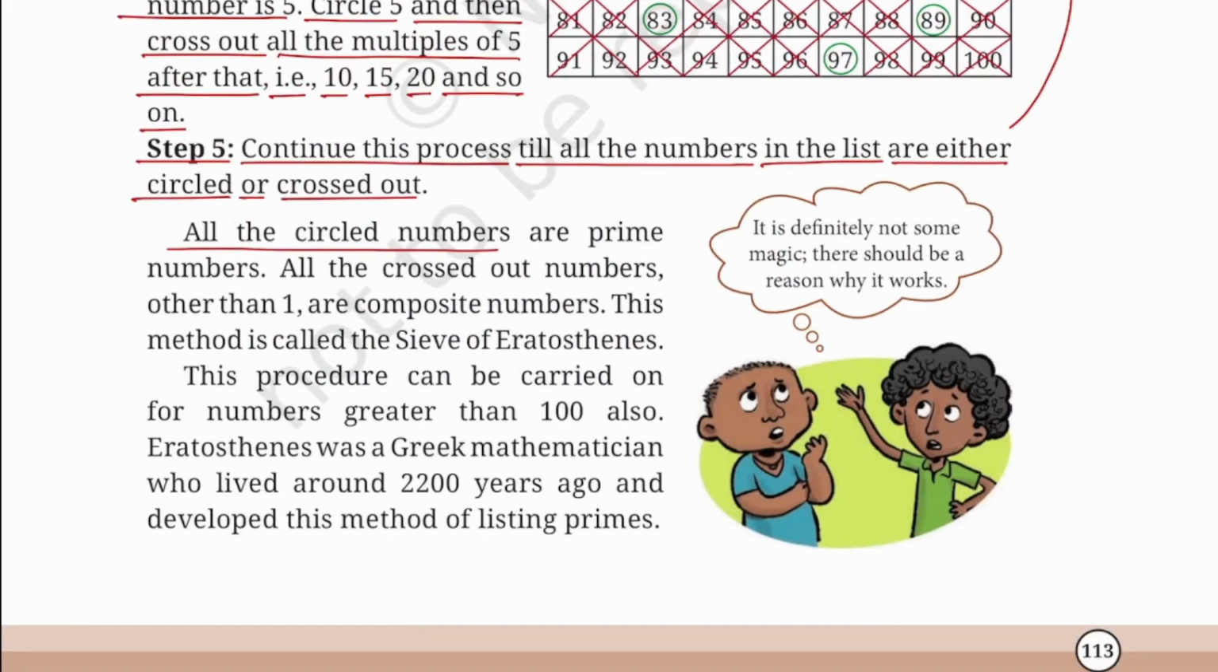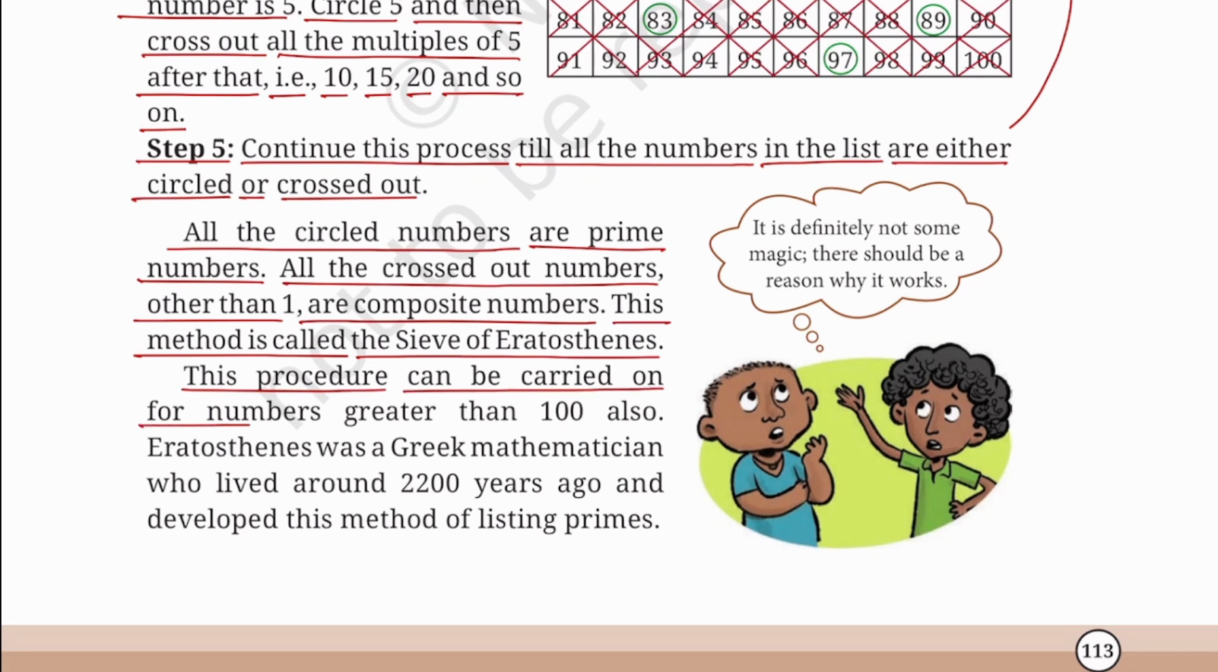All the circled numbers are prime numbers. All the crossed out numbers other than 1 are composite numbers. This method is called the sieve of Eratosthenes. This procedure can be carried on for numbers greater than 100 also. Eratosthenes was a Greek mathematician who lived around 2200 years ago and developed this method of listing primes.